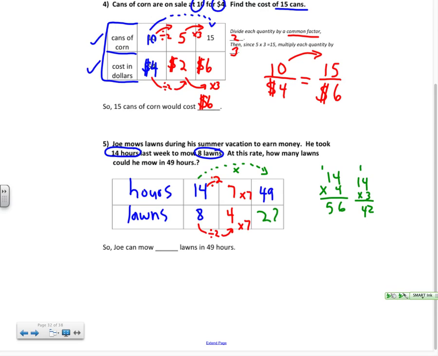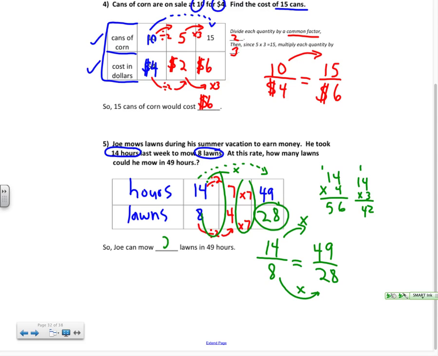So that middle part, I had to scale back here, and then scale forward so I can get from 14 to 49. Basically what we're saying is 14 hours for 8 lawns is equivalent to 49 hours for 28 lawns. But as you can see, there's no way you can multiply by just one number here or here. That's why we scaled back and scaled forward. So now we can see Joe can mow, here's my answer, 28 lawns in 49 hours.